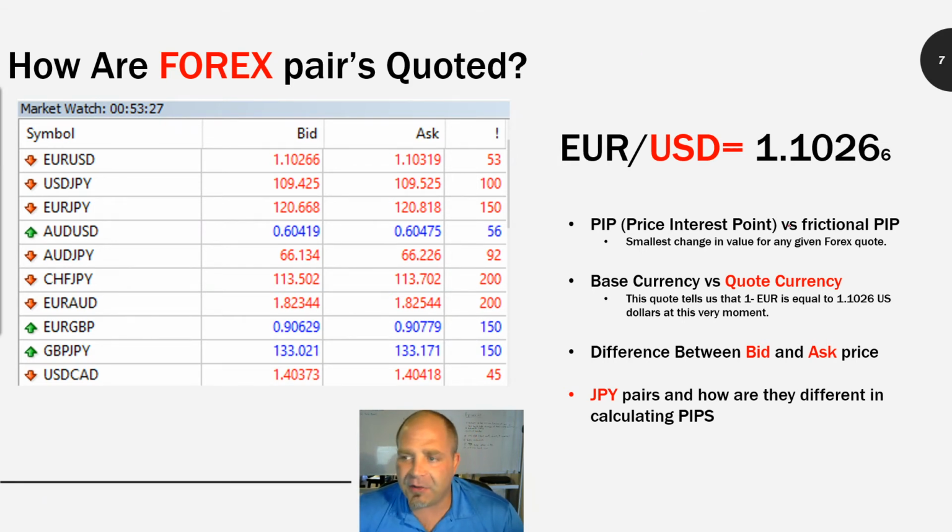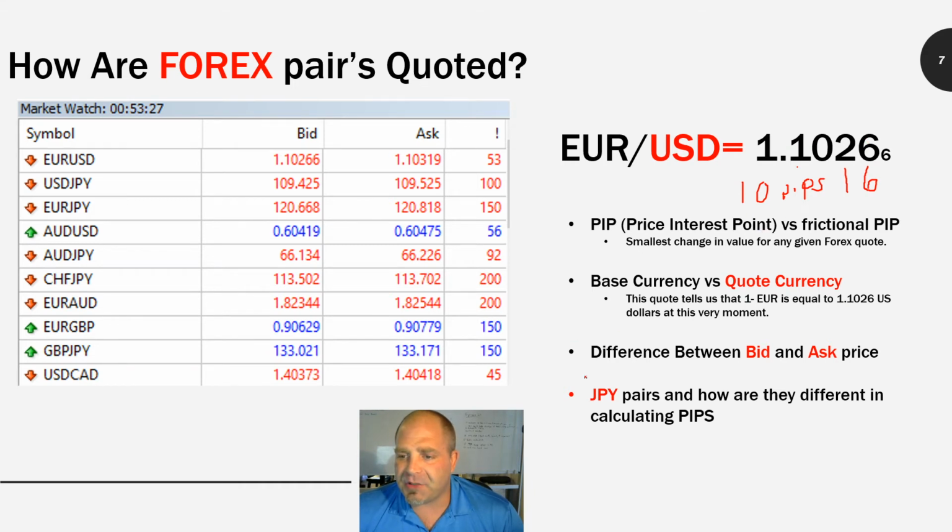Now, how do we calculate pips? So on most major pairs, it's the fourth decimal point. So right here, if this was a 1-6, it's moved 10 pips. You guys see that? It's moved 10 pips because every tick here is a pip.